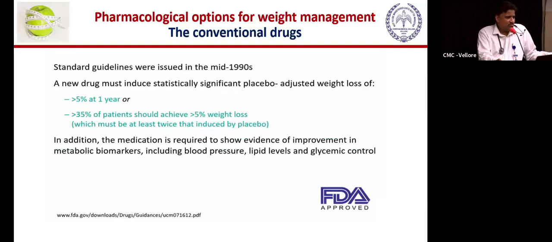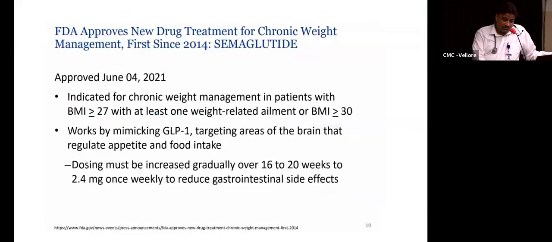So US FDA has placed very strict guidelines for approving any weight loss drug, because it should have a significant number of patients at least having 5% weight loss. In addition, they should have evidence for other cardiometabolic disease control. So there was one drug in 2021 that met this criteria, the injectable semaglutide, and that was approved on June 4th. After almost a large gap of 10 years, this drug was approved for weight loss.